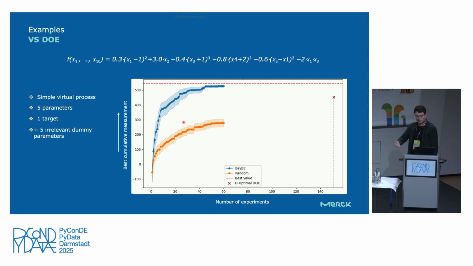Of course, there are things you can do. In classical DOE, you would probably first reduce the number of parameters you have and then do your classical DOE thing. But we don't need to think about that much in Bayesian optimization. So it's a big advantage here, and I think this result speaks for itself.